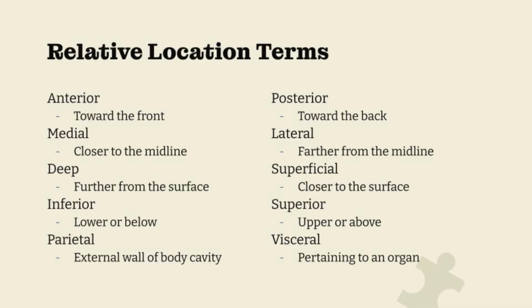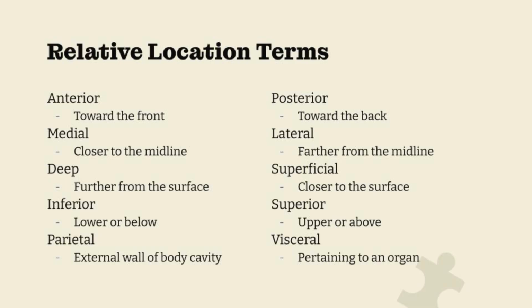Okay, so now that we know the planes of the body, let's review relative location terms. Get excited. All of these are listed in pairs of opposites. So anterior to posterior, medial to lateral, and so on. Starting at the top, we have anterior toward the front, posterior toward the back. For me, it helps to try and visualize these things with maybe a motion. So anterior is toward the front, posterior is toward the back.